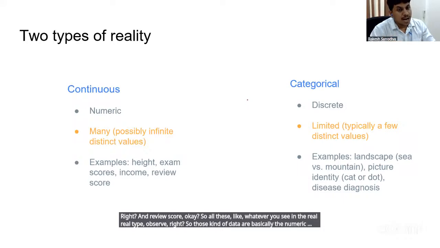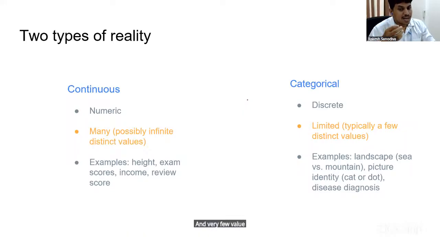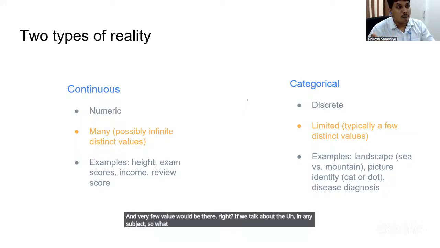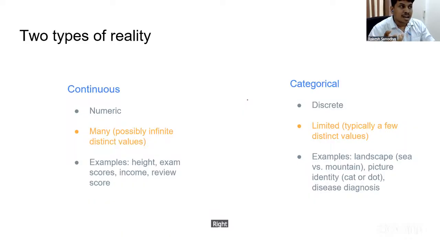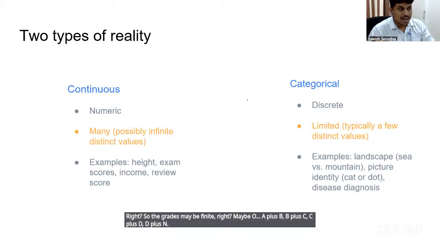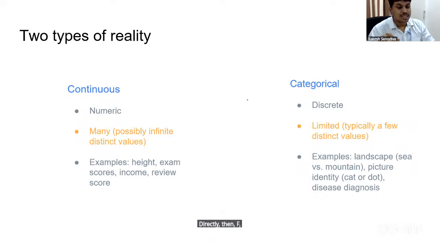Coming to categorical data, it is discrete. Some interval of data would be there and very few values would be there. If we talk about any subject, what grades you have obtained, the grades may be finite, right? Maybe O, A plus, B plus, C plus, D plus, and directly then F for fail. So these are the only finite possibilities.